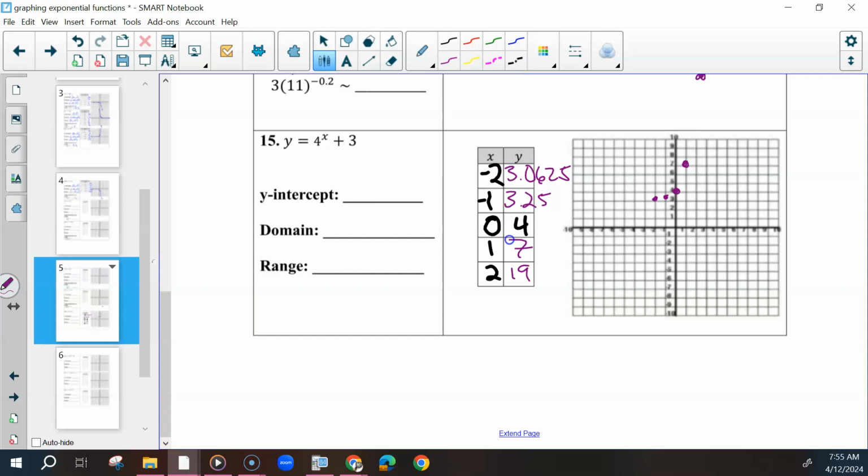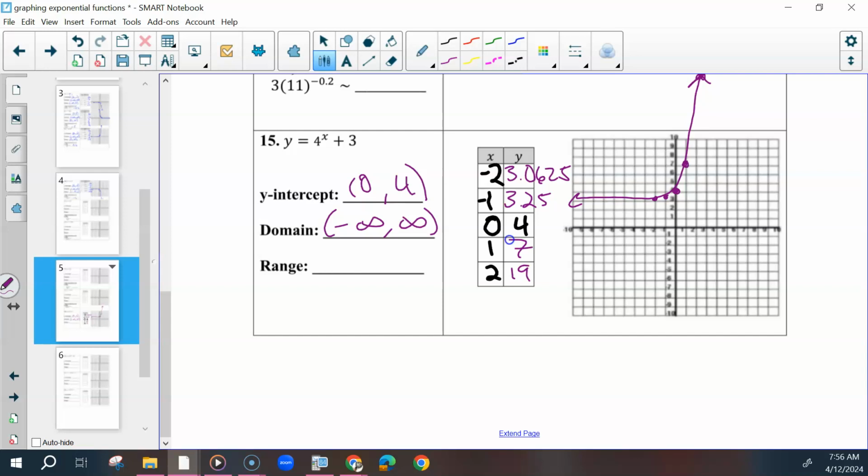So in this case, when you added something, it moved it up, which changed our y-intercept. And our y-intercept is now what? 0, 4. What's our domain? Negative infinity to positive infinity. That has not changed, but what's our range now? What's the lowest to highest?